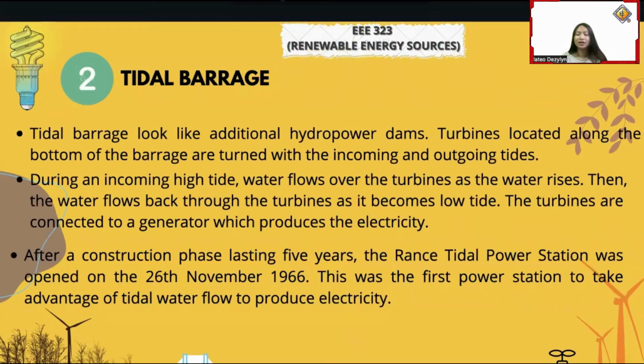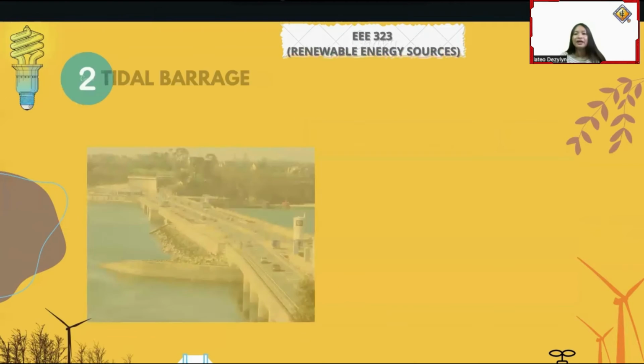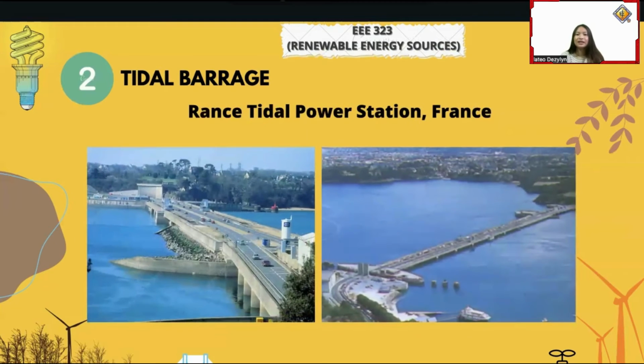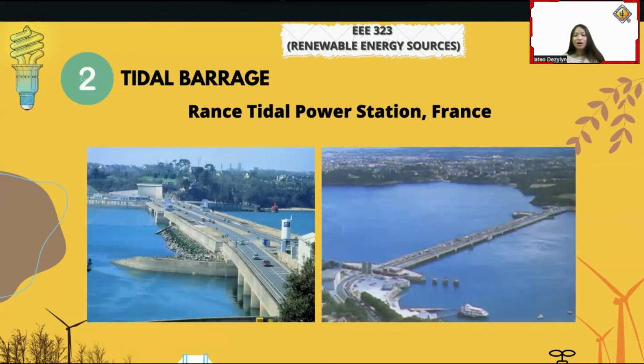After a construction phase lasting 5 years, the Rance Tidal Power Station was opened on the 26th November 1966. This was the first power station to take advantage of tidal water flow to produce electricity. Here are the pictures of the Rance Tidal Power Station in France. Also, the world's second biggest tidal power station. The facility is located on the estuary of the Rance River in Brittany, France.